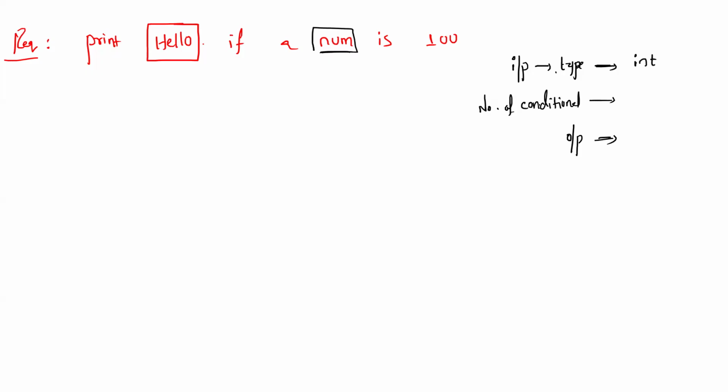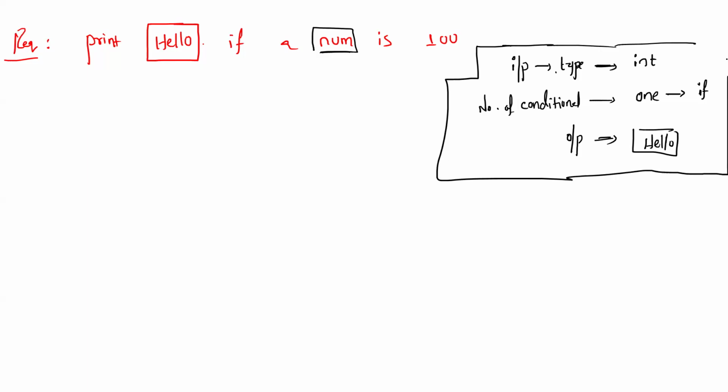Then how many conditions are required? Only one condition block is required. If only one condition, then which block should that be? Is it if or else if or only else? Yeah, one means if, always if only. Then what's the output? So print hello. This has to be the output. So this is the thinking process we have to have for every question, even condition statements or not condition statements also. What is the input? What's the type of it? What are the condition blocks and then the output. So after understanding this, where to write and all we'll discuss later.